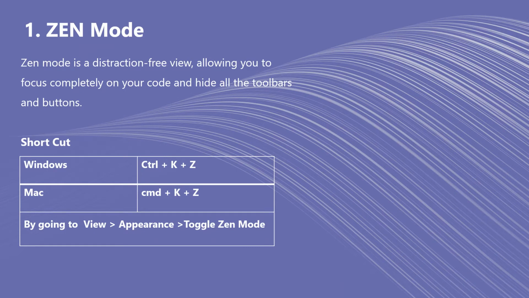The first one in the list is ZEN Mode. ZEN Mode is a restriction-free view allowing you to focus completely on your code and hide all the toolbars and buttons. To access the Zen mode in Windows, you can press Ctrl K plus Z, and in Mac, you can press Command CMD and K plus Z keys, or you can go into the View menu and then select the Appearance and then toggle Zen.